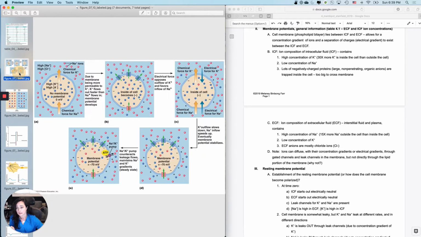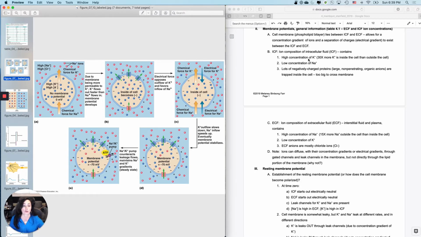Now I'm going to show you this figure, which is figure 7.10. This is pretty much doing exactly what I'm doing, but I'm going to do it slowly so that you can do it with me. If I were you, I would get out a whole clean sheet of paper and do this with me.